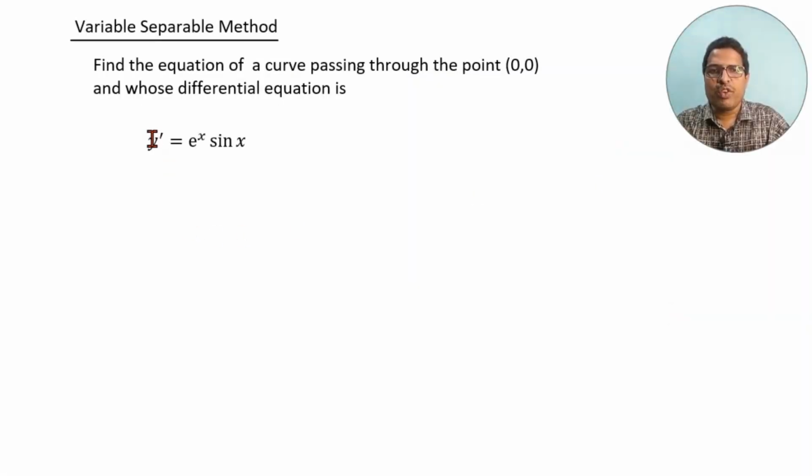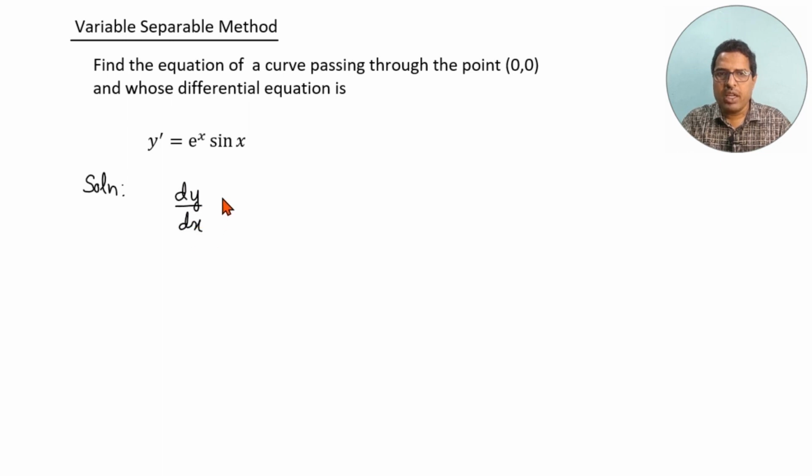So the question is, find the equation of a curve passing through the point (0, 0) and whose differential equation is y' = e^x sin x. Here y' is the first order derivative, therefore y' can be written as dy/dx = e^x sin x.